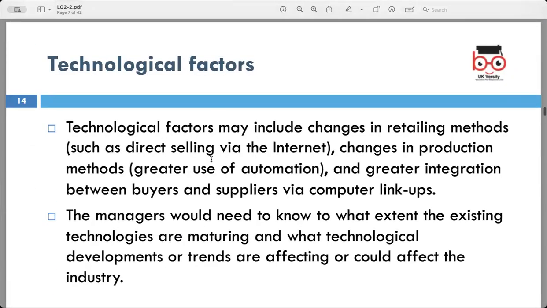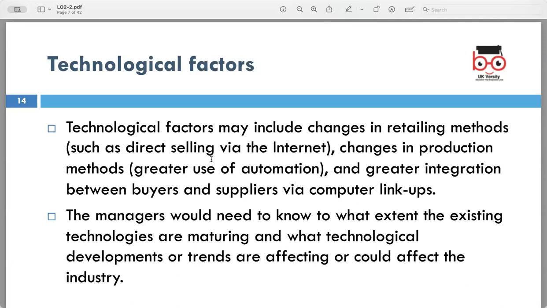Technological factors' influences may include changes in retailing methods such as direct selling over the internet, changes in production processes, more use of automation, and greater integration between customers and suppliers via computer link-ups.